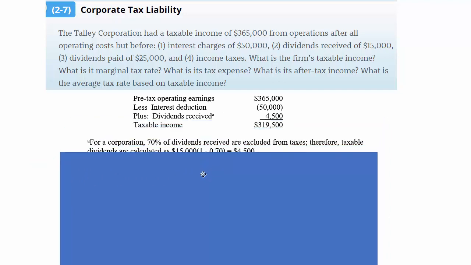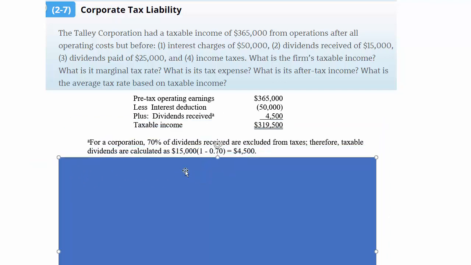Let me slide down and show you A here. Okay, here's what it says. It says for a corporation, 70% of dividends received are excluded from taxes. So therefore, we only have to take 30% of the $15,000. That's where we come up with the $4,500. Now, at that point, we've computed taxable income. Okay, that means income subject to taxes.